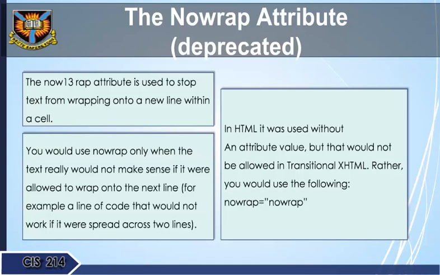You should use nowrap only when the text really would not make sense if it were allowed to wrap onto the next line. For example, a line of code that would not work if it were spread across two lines. In HTML, it was used without an attribute value, but that would not be allowed in transitional XHTML. Rather, you would use the following: nowrap equals nowrap.